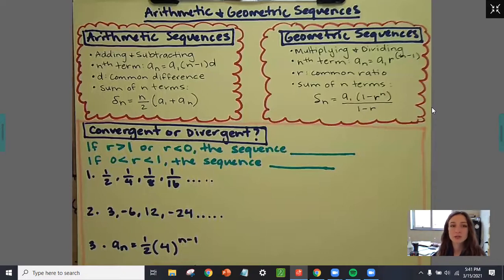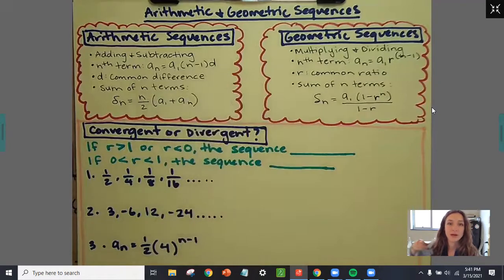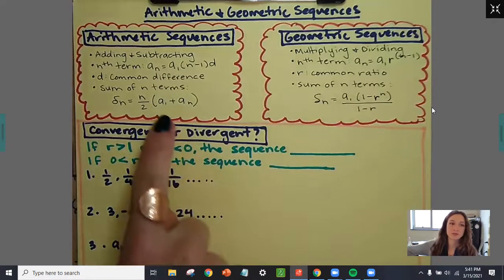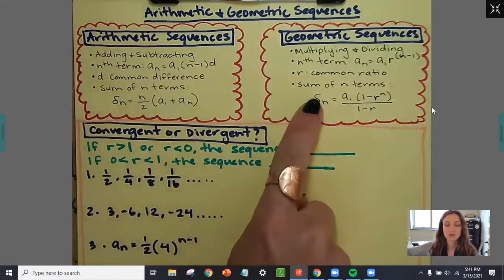The formula for the nth term is a sub n equals a sub 1 plus n minus 1 times d, and you'll see that in context. The common difference is d, and then the sum of the terms is given by this formula here, where that is a fancy little S. It just has a little thing down at the bottom.